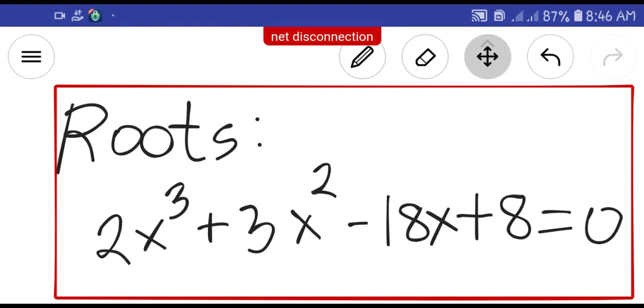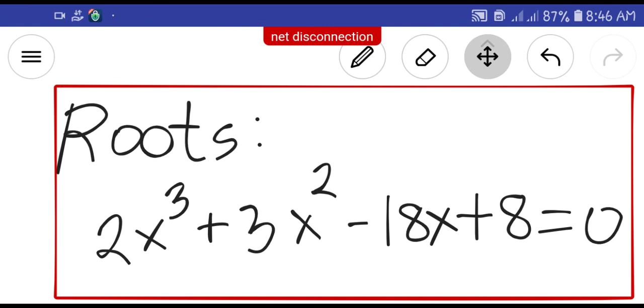Today we'll be discussing how to get the roots of a given cubic equation. We are given 2x cubed plus 3x squared minus 18x plus 8 equals 0, and you are tasked to find the roots of this equation.